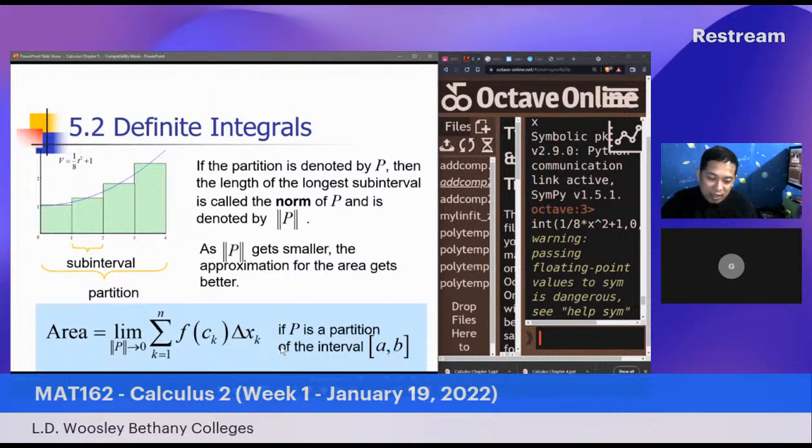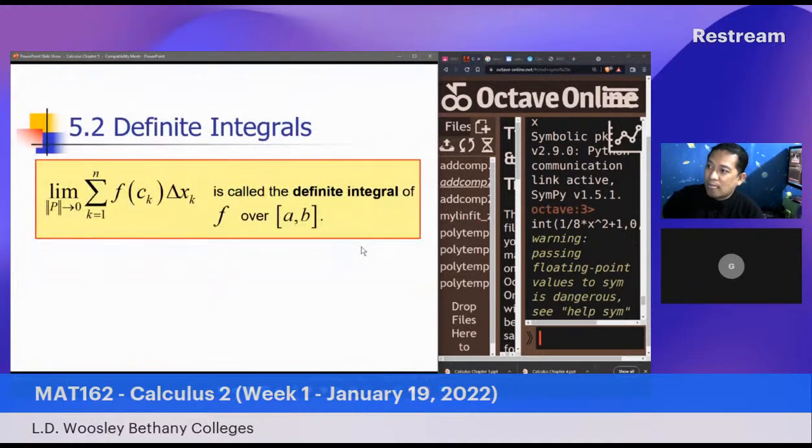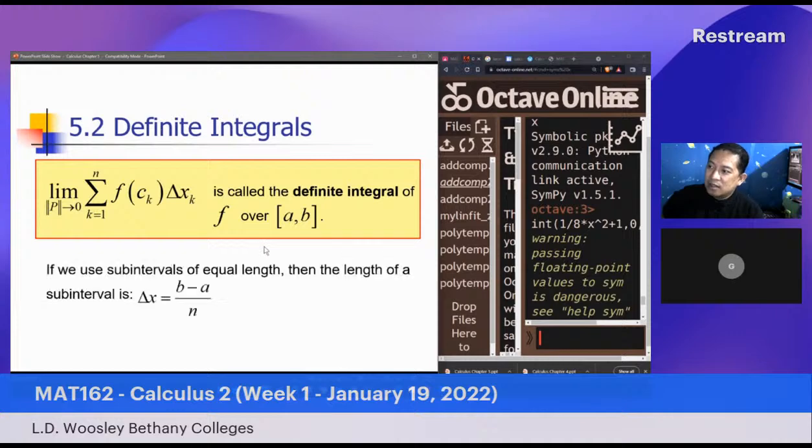Theoretically, there are infinite number of sub-intervals. Alright? Now, this particular definition is called the definite integral. Ito na yung definite integral kasi meron tayong interval of AB, which is actually your lower and upper limit. F over AB.